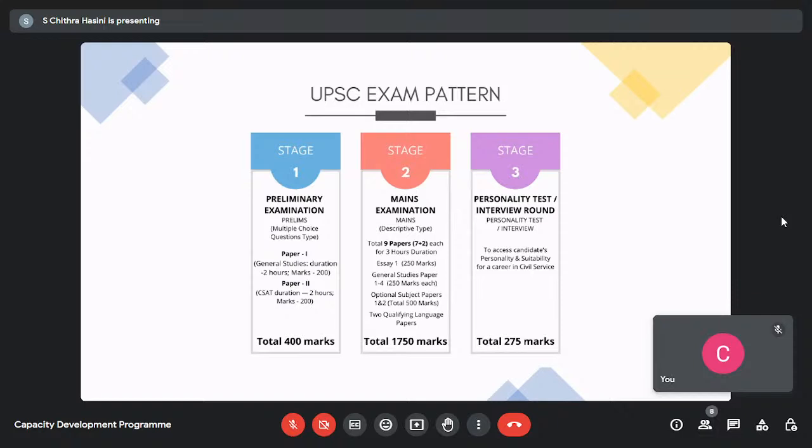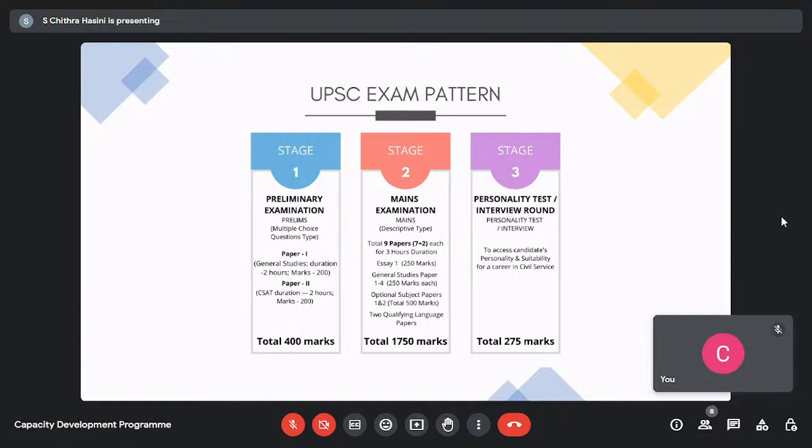And then the optional subject papers. Generally you have to select your optional by yourself. You have a total of 26 optional subjects, out of which you can pick a single subject, and you have 2 papers on that, paper 1 and paper 2. Each paper carries 250 marks, and a total of 500 marks goes to the optional. So it carries a huge weight here. And then come the 2 qualifying papers. As I said, the qualifying papers' marks are not added to the final mark sheet. So the total becomes 1750 marks.